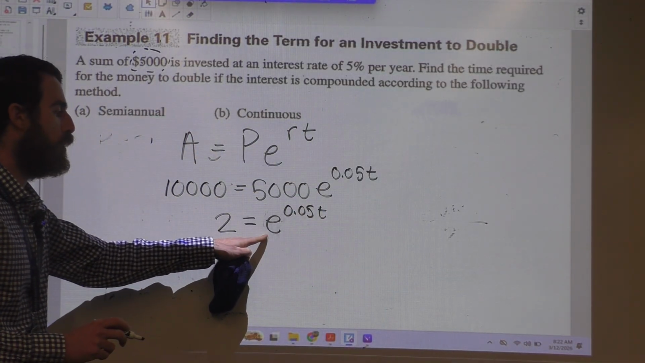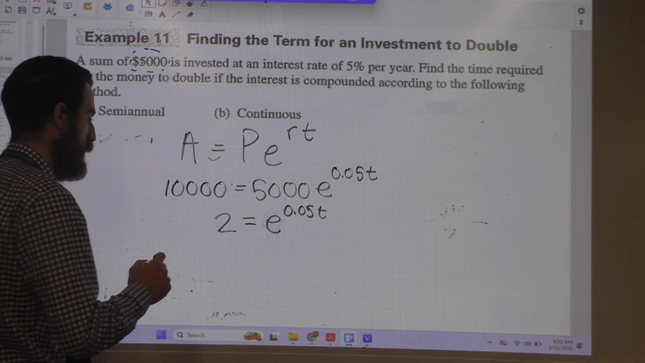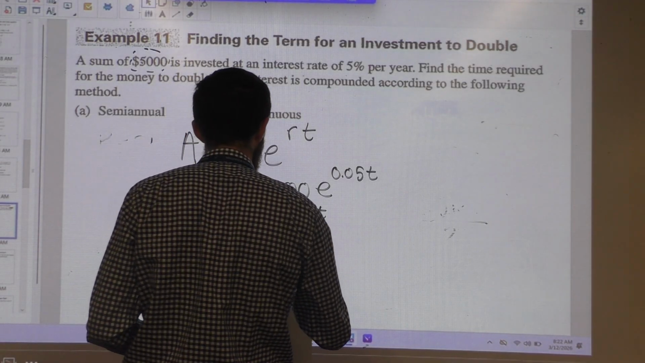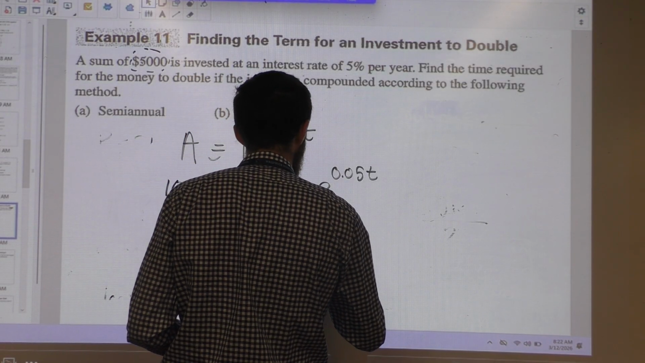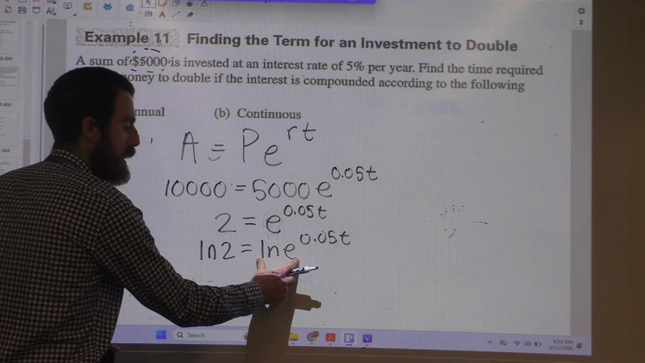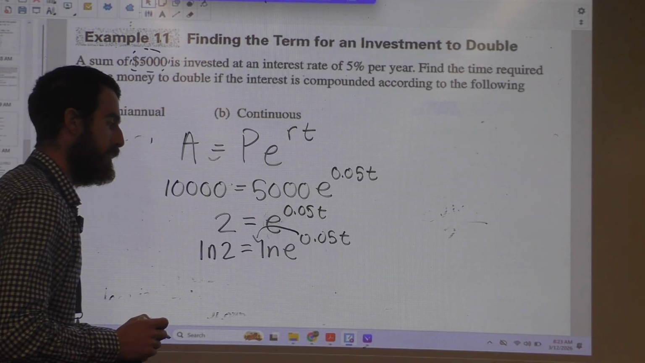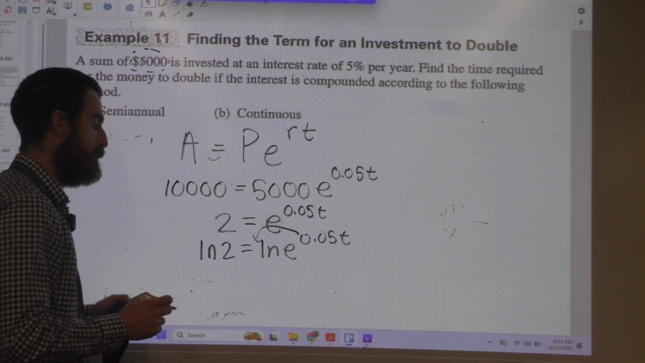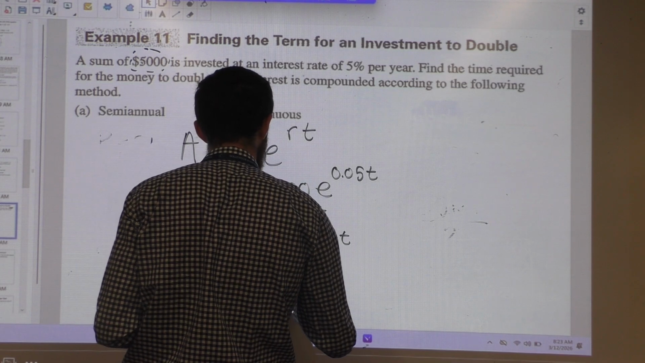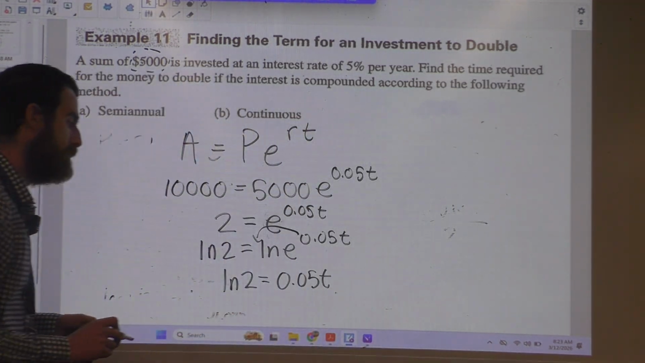How do I solve for t in an equation like this? I have isolated the exponential expression. I take the natural log of both sides. That is log base e, but a shorter way to write it is natural log. ln of e is 1. Technically, this exponent would come in front, and this would just be ln of e, which is 1. And so we get ln of 2. In other words, it cancels out. 0.05t.